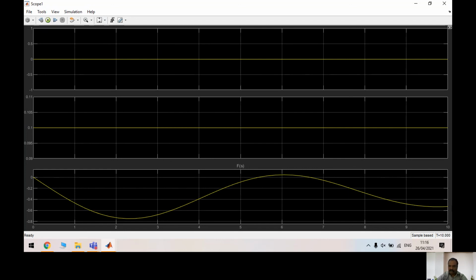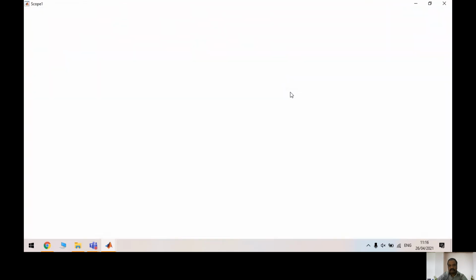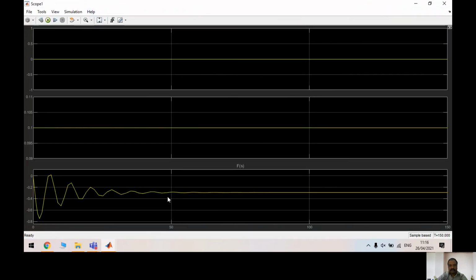So still it is varying because you have chosen 20 as the time constant for the generator load model. You are simulating only for 10. So I'll go with 150, which is 5 times larger than the larger value of the time constant. Okay. Let's look at this one. Have you got it now? See, there is a change in frequency, varying, wherein the frequency is fluctuating. See, and finally it is settling down at somewhere around 50 seconds.